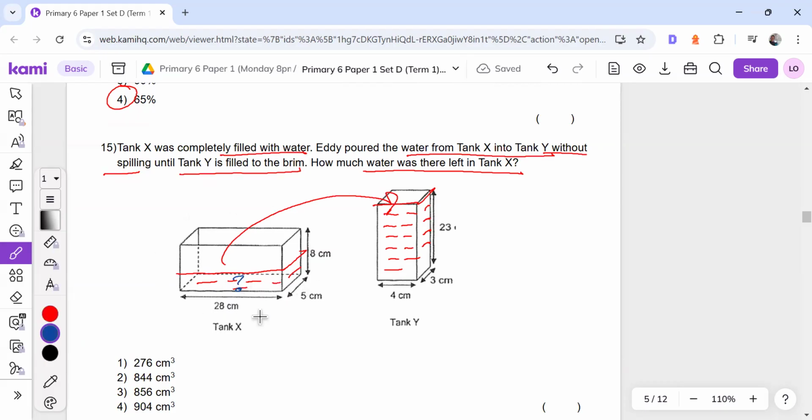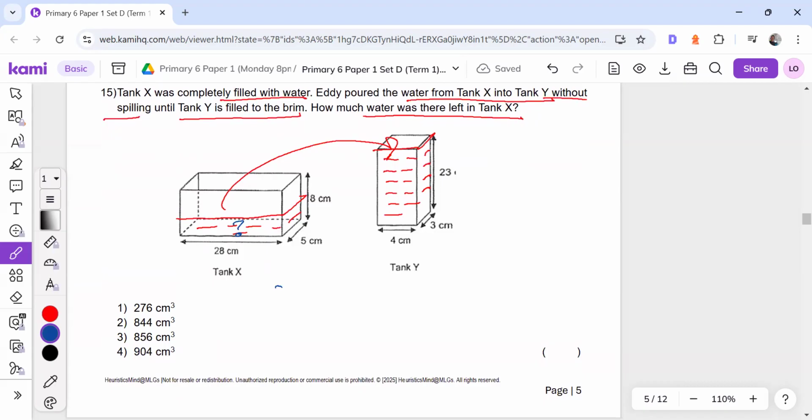You can find the water in tank X at first. That will be 28 times 5 times 8. Why do you find the water in tank X at first? Because tank X was completely filled with water at the beginning. All right, do the working. Mr. is going to use a calculator to cheat a little bit. I'm sure you can do the times table yourself. So 28 times 5 times 8, you will get 1120. This is the water in tank X at first.